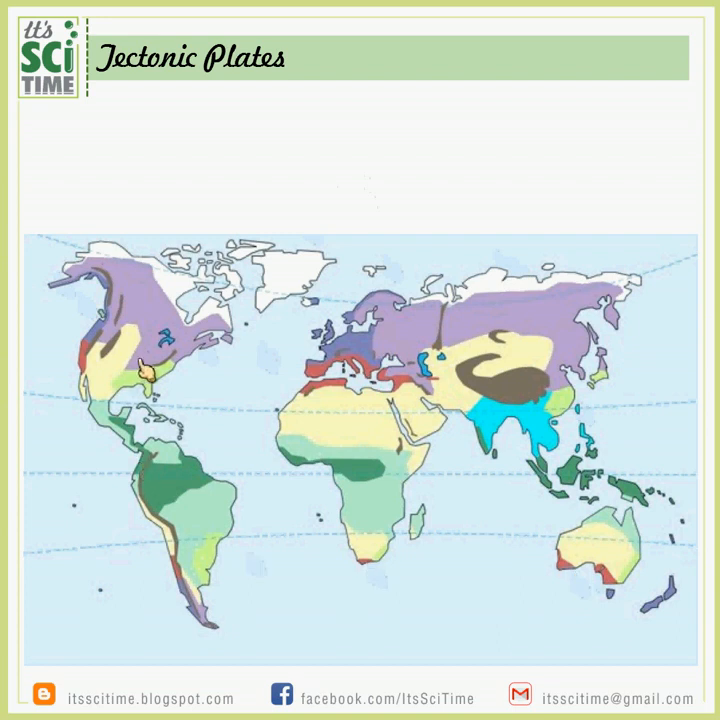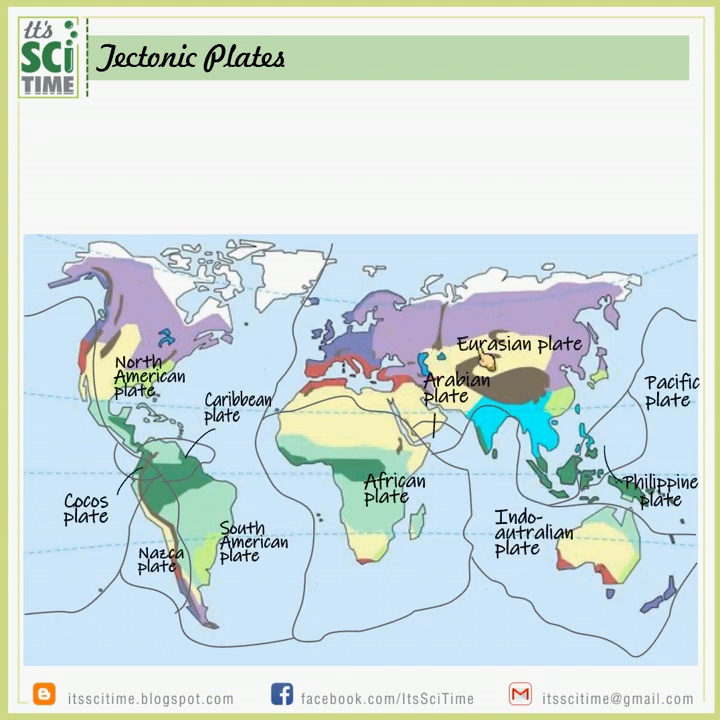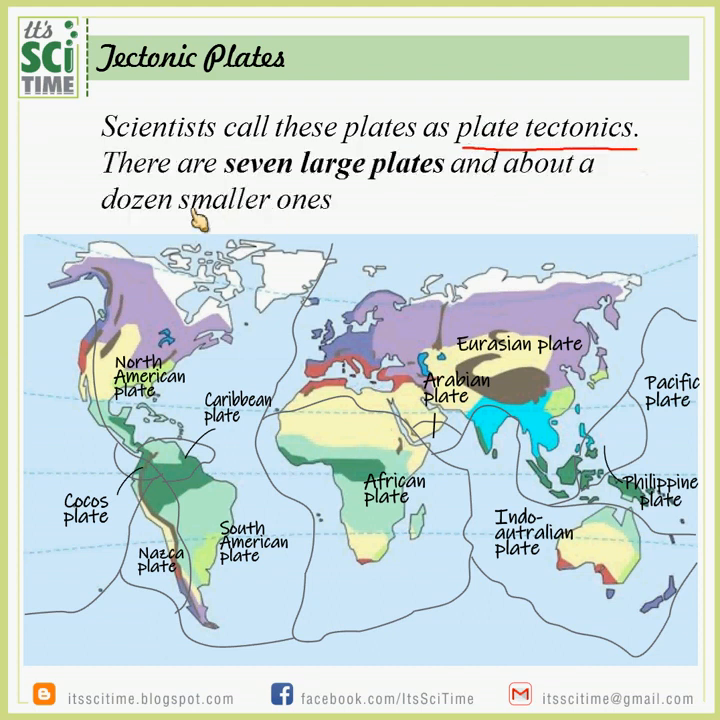This is Earth's map, and let's see how these tectonic plates are spread. You can see these borders. These are the borders of the tectonic plates, and there are different names given by people for them: the Eurasian plate, Arabian plate, and Indo-Australian plate. Likewise, there are different names. There are 7 major plates here and dozens of small plates. So scientists call this plate tectonics.